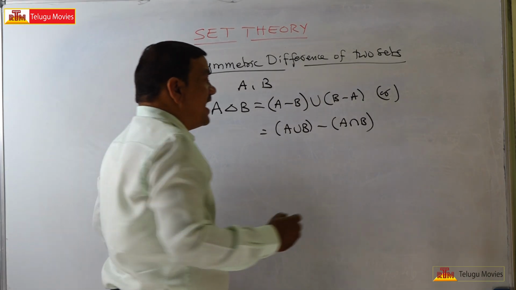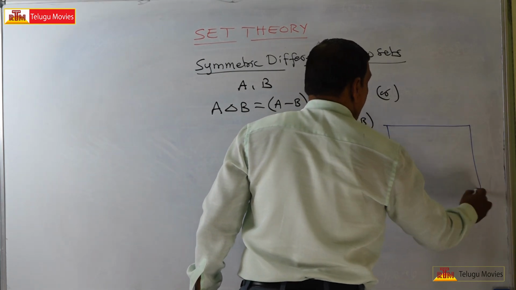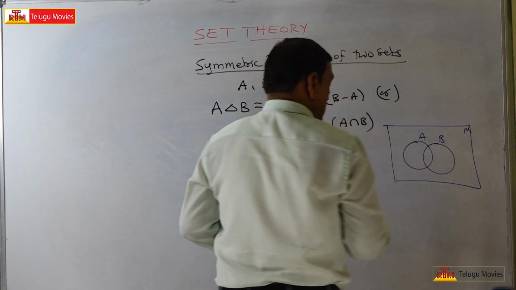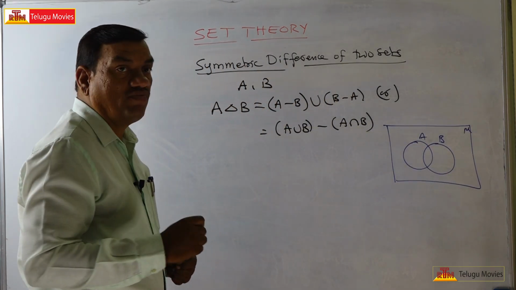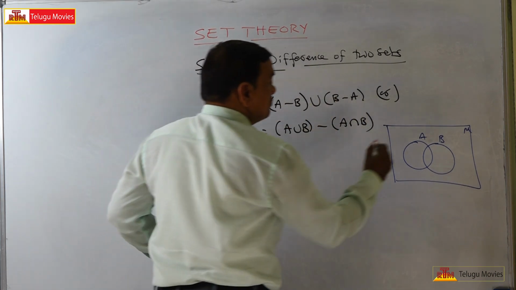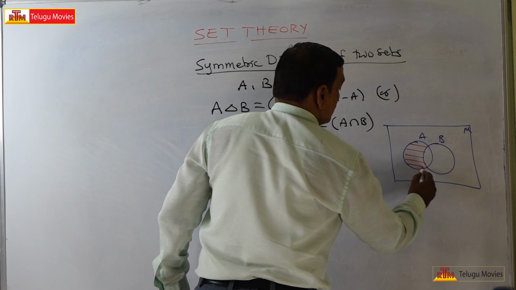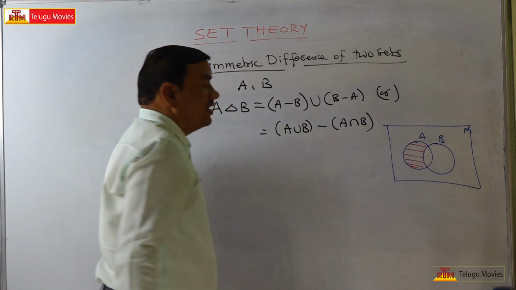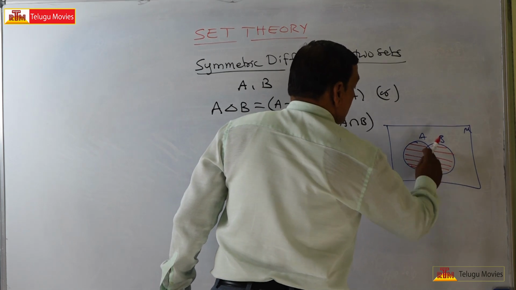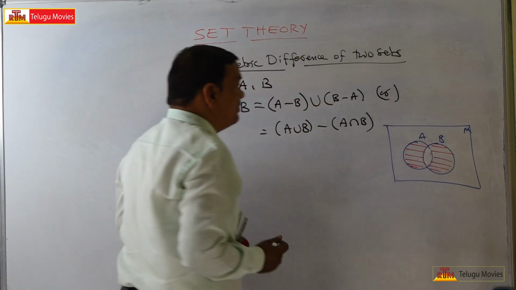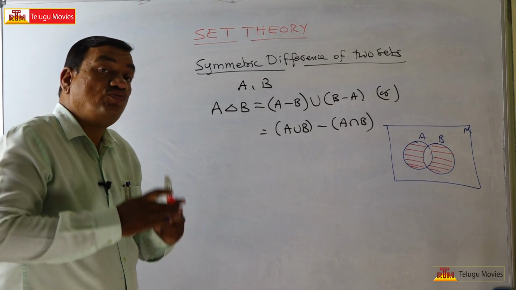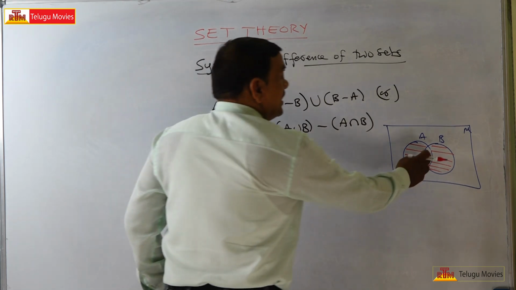Coming to Venn diagrams, this is A and it is B, inside a universal set. The symmetric difference A delta B is given by what? A minus B, this is A minus B. Next, B minus A, this is B minus A. So, the elements which belong to either A minus B or B minus A. That means the elements of A intersection B we do not require.